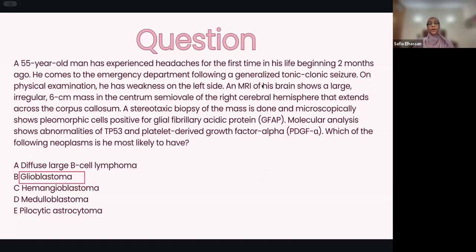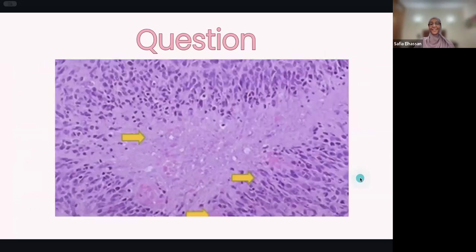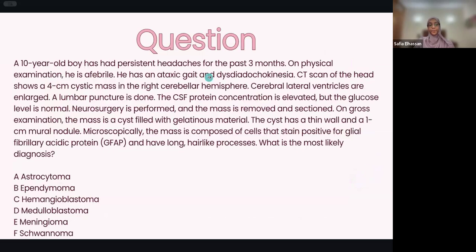Not that dangerous? Okay, yes. Pilocytic astrocytoma, grade 1, typically seen in children and negative to TP53. All of that is correct. Okay, what would it look like on histopathology? A, B, C, or D? A, yes. That is correct. This is what a glioblastoma looks like, and we will talk about this in more detail in a bit.